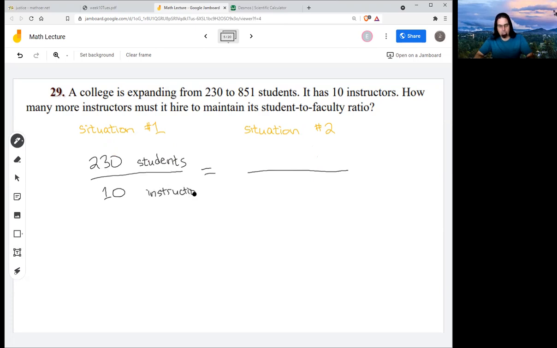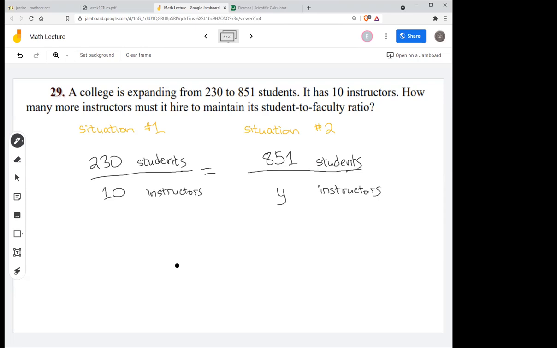And after they grow, it's 851 students. Students started on the top, so I have to put it on the top again. And instructors, which came on the bottom, stays on the bottom. Okay. Everyone with me so far?